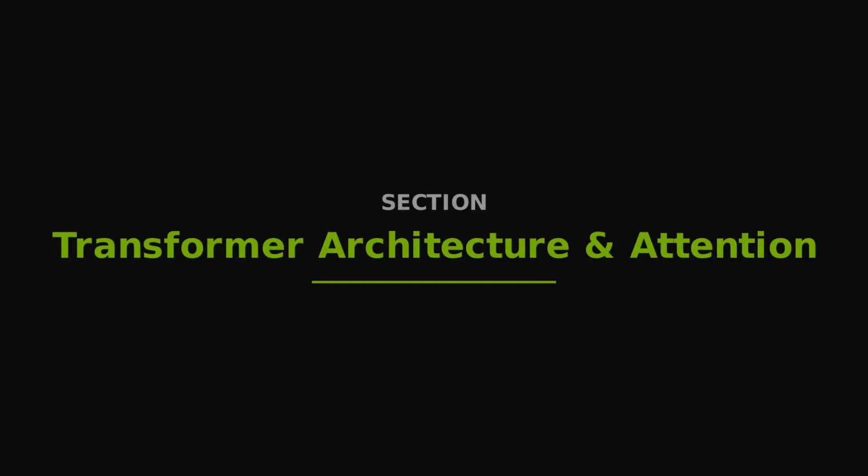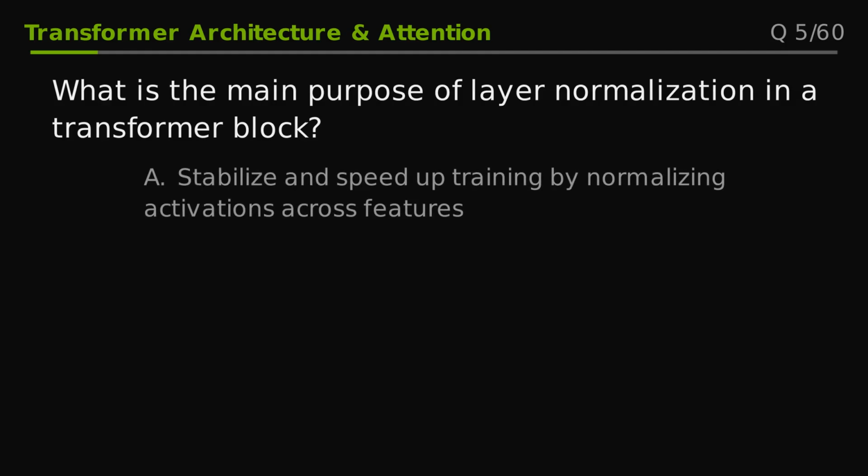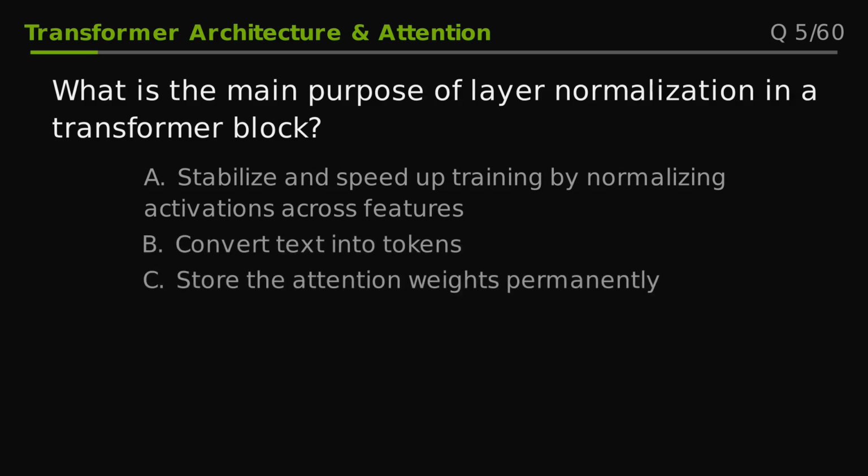Transformer architecture and attention. Question 5. What is the main purpose of layer normalization in a transformer block? Option A. Stabilize and speed up training by normalizing activations across features. Option B. Convert text into tokens. Option C. Restore the attention weights permanently. Option D. Replace the attention mechanism.